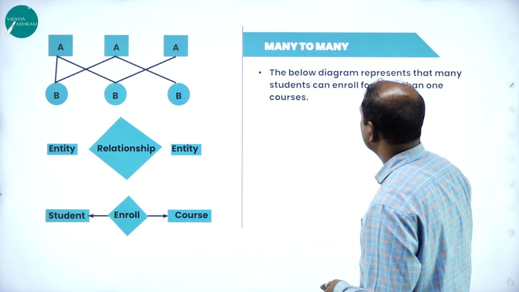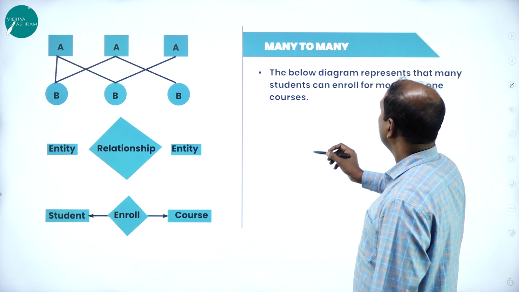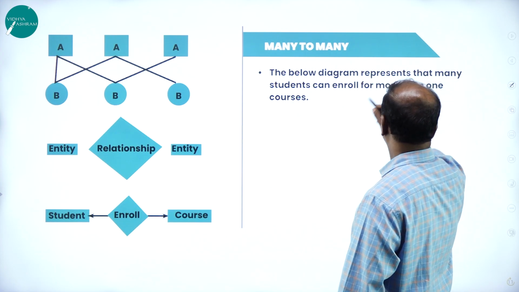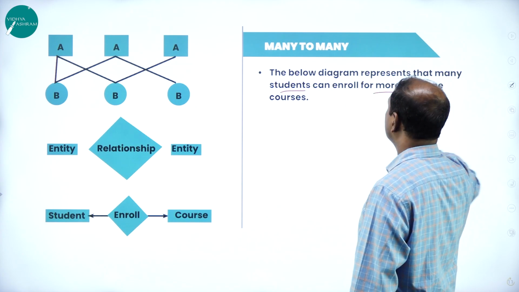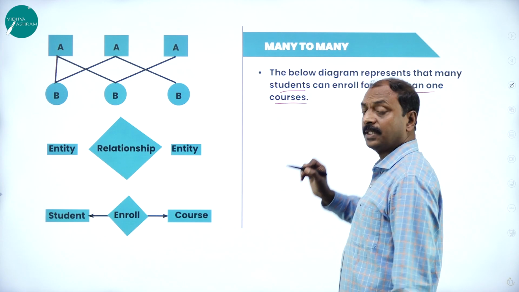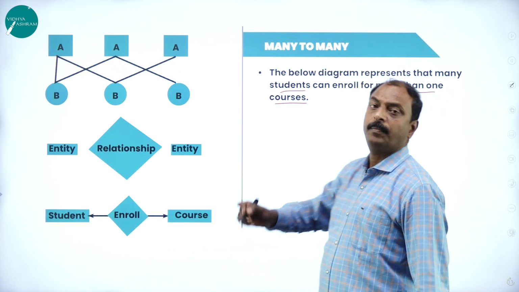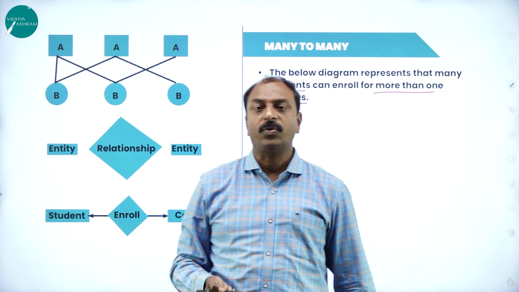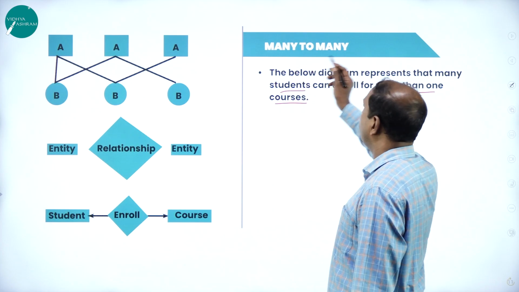Now let us go to the next slide, and here is the many-to-many relationship. This is the diagram. It represents that many students can enroll for more than one course. You can think of this example now. Many students can enroll for different or many courses, which is an example for many-to-many.